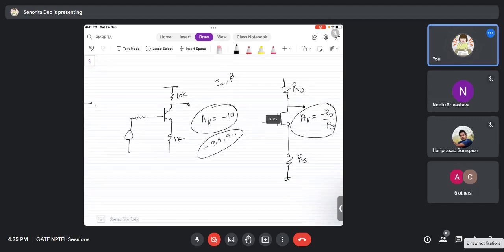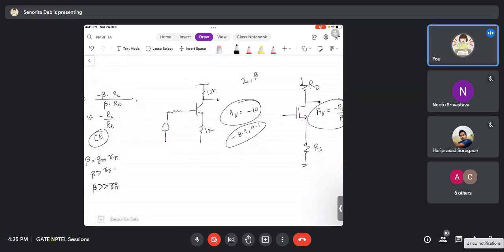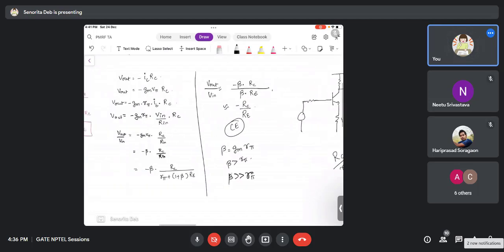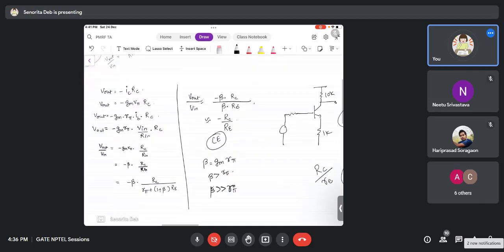And okay, when there is no emitter resistance present, you will get the voltage gain to be RC upon small re, and small re is nothing but 1 upon gm, so it is nothing but minus gm RC. This is what you get when there is no emitter resistance present. So please derive and see that. I am not doing that derivation. I hope this one is clear.